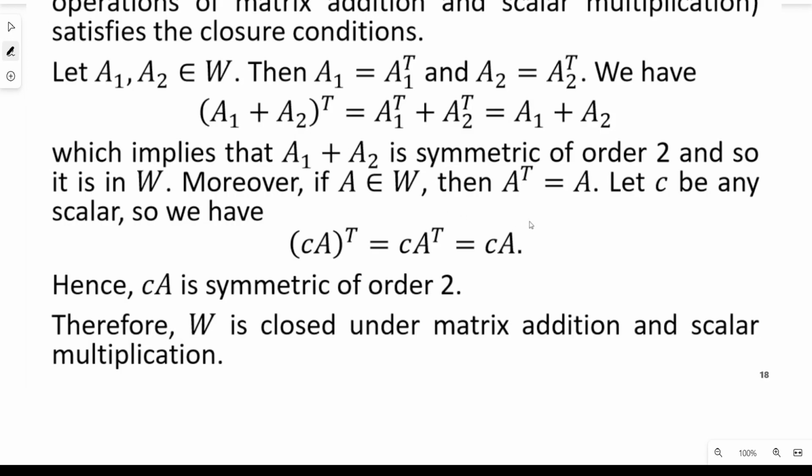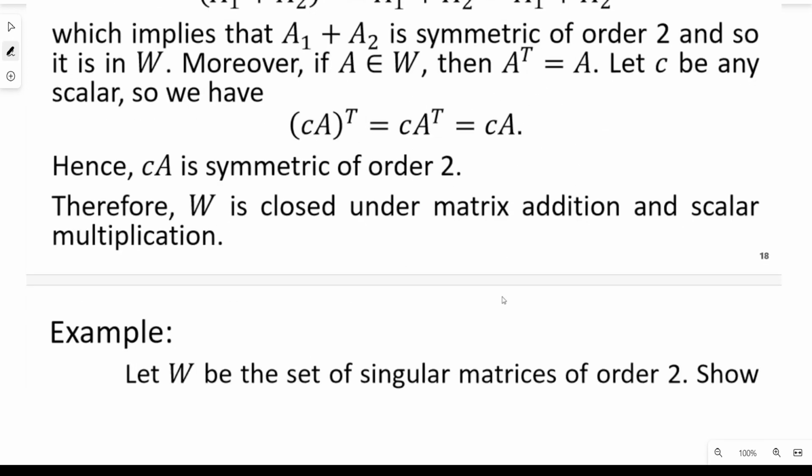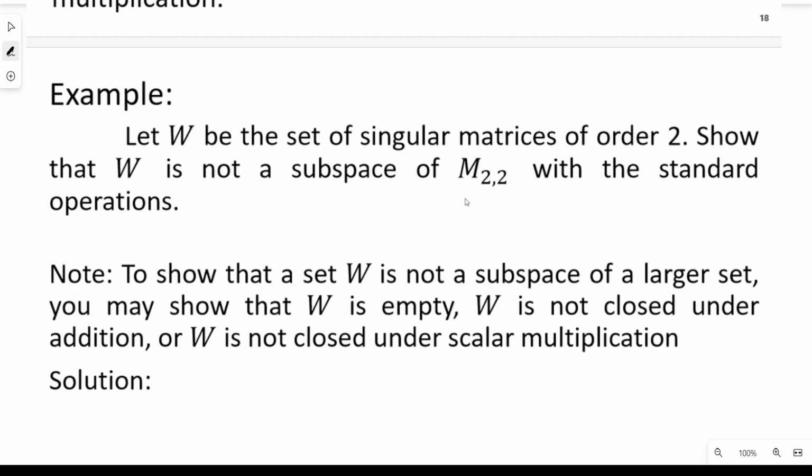Now, for the scalar product, let C be a scalar. The transpose of the scalar C times A would just be equal to C times the transpose of A. But A being an element of W means that A transpose is equal to A, so CA transpose would be equal to CA. So what we have shown here is that the set W is also closed under scalar multiplication, because C times A would just be a 2 by 2 matrix as well. Therefore, W is a subspace of M22.